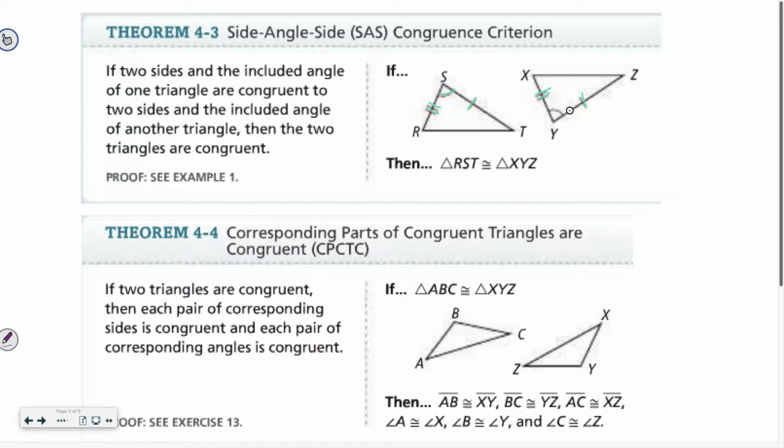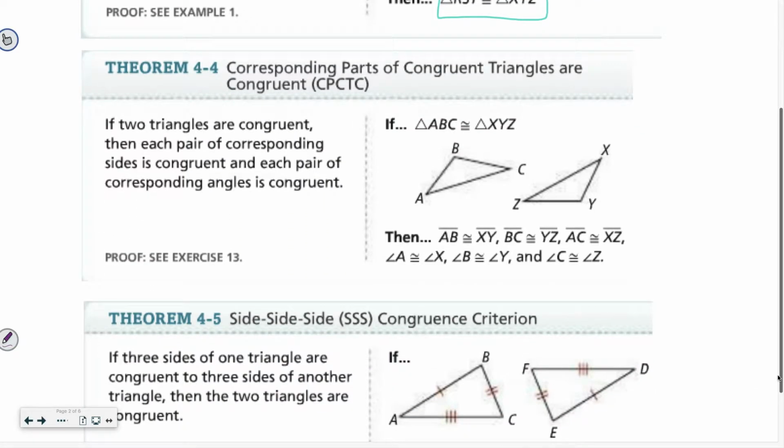If my two included angles are congruent, then that is enough information to say that the entire triangle is congruent. So I have a side, I have an angle, and I have a side. And I still have a side, angle, side, or SAS. Using that, I can say that triangle RST is congruent to triangle XYZ.